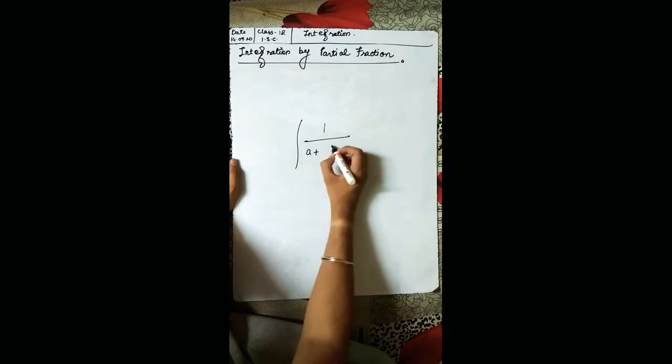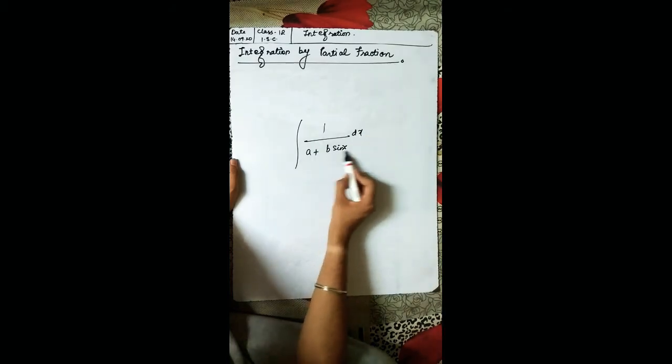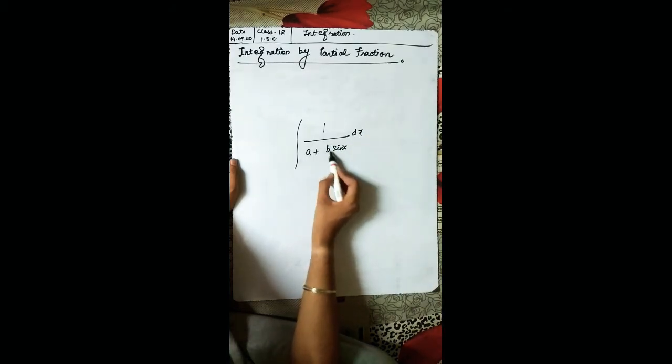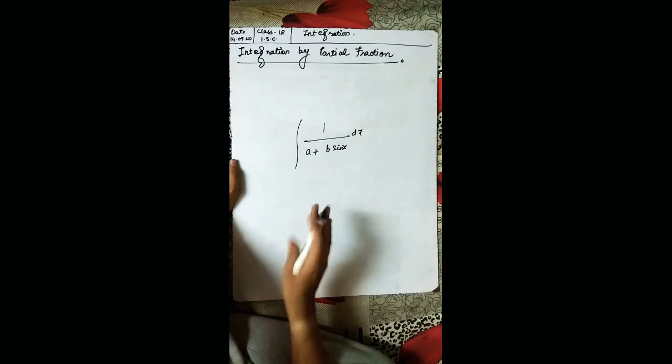So, as in the previous video, we have seen one form relating to 1 upon a + b sin x, or 1 upon a + b cos x, 1 upon a cos x + b sin x, or maybe the tan x. So those forms we have seen.